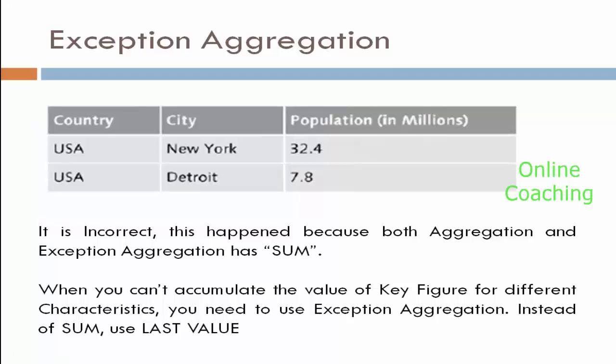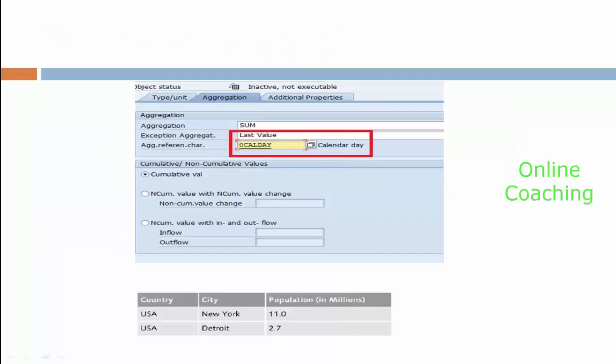When you cannot accumulate the value of a key figure for different characteristics, you need to use exception aggregation. Instead of sum, we're going to use the last value. There are 2 types of aggregation. One is standard aggregation. It will always be sum. You can change the values if you want minimum, maximum, and so on. The second type is called exception aggregation.